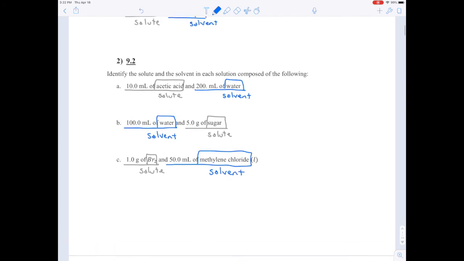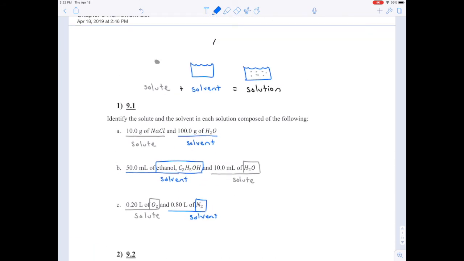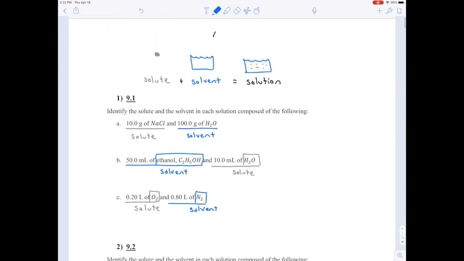So you get a solution when you mix two things. The one you have less of is the solute. The one you have more of is the solvent.